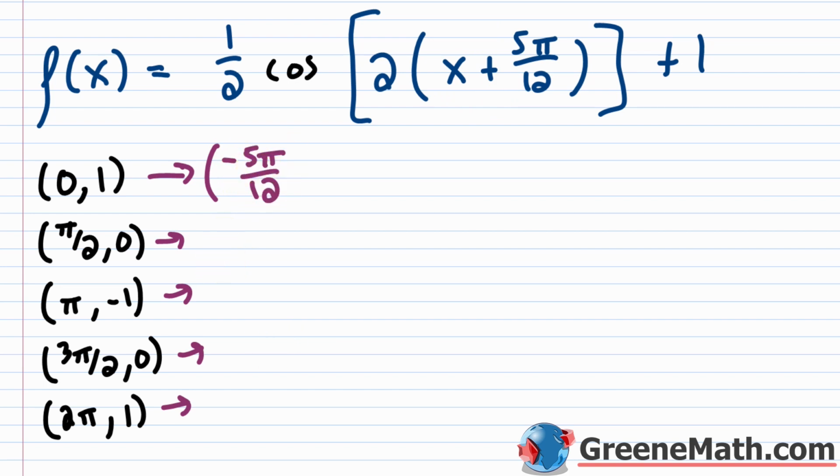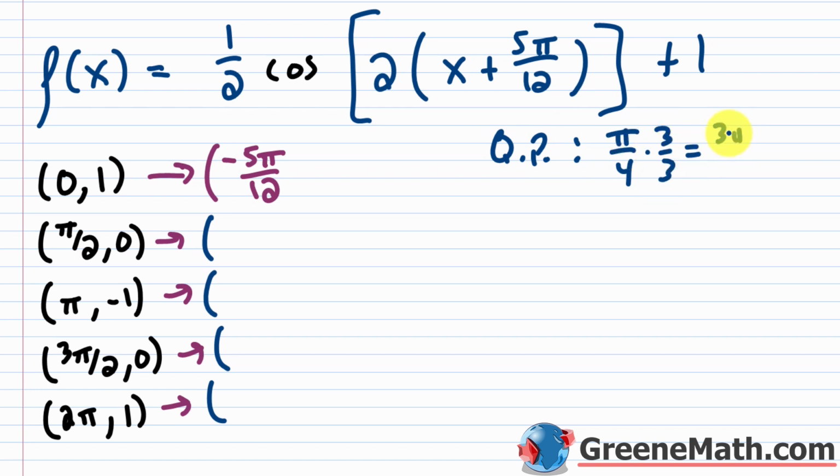To get the additional x coordinates here, all you're going to do is take this value right here, and you're going to keep adding quarter periods. So the quarter period, again, was pi over 4. You took your period, which is pi, divided by 4. Here I'm going to multiply this by 3 over 3, so we have a common denominator, so it's 3 pi over 12. So you're going to keep adding 3 pi over 12.